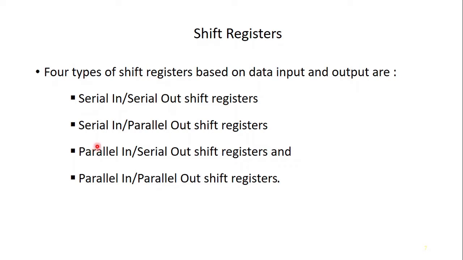There are four types of shift registers based on the data input and output. They are serial in, serial out shift registers, serial in, parallel out, parallel in, serial out and parallel in, parallel out. So here we can have serial mode of operation and here we have parallel mode of operation. In this session we will be discussing only the first two types, serial in, serial out shift registers and serial in, parallel out shift registers. And we can see the parallel mode of operation, parallel in, serial out and parallel in, parallel out shift registers in the next session.